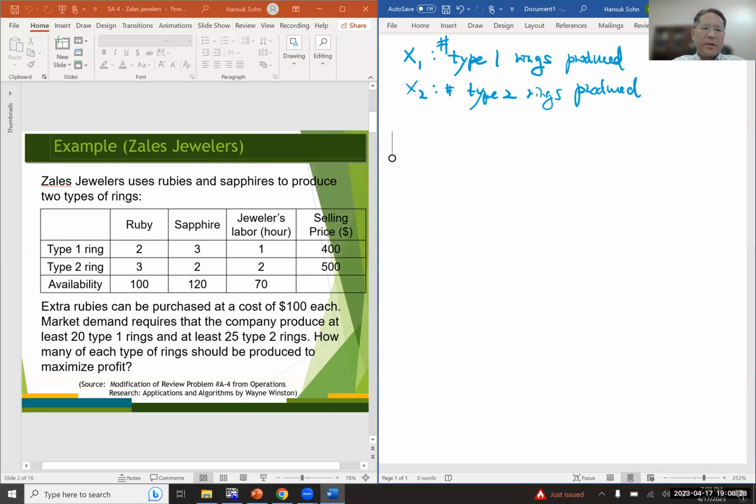And what else? According to the problem description here, extra rubies can be purchased, right? Because extra rubies can be purchased, we're going to define another decision variable. Let's say R stands for the number of rubies purchased. So we define these 3 decision variables.